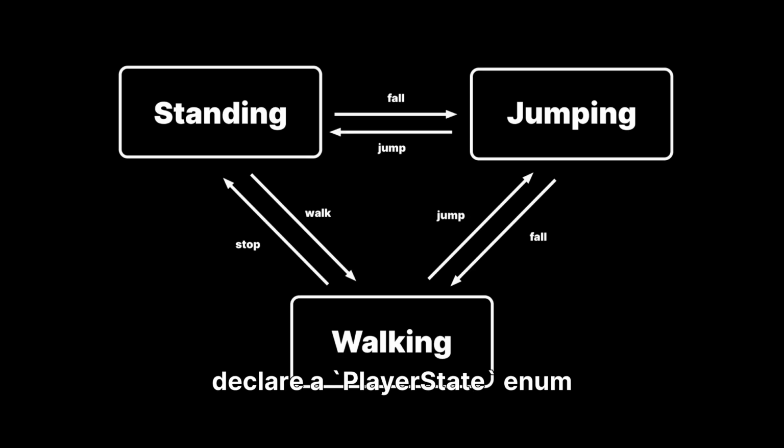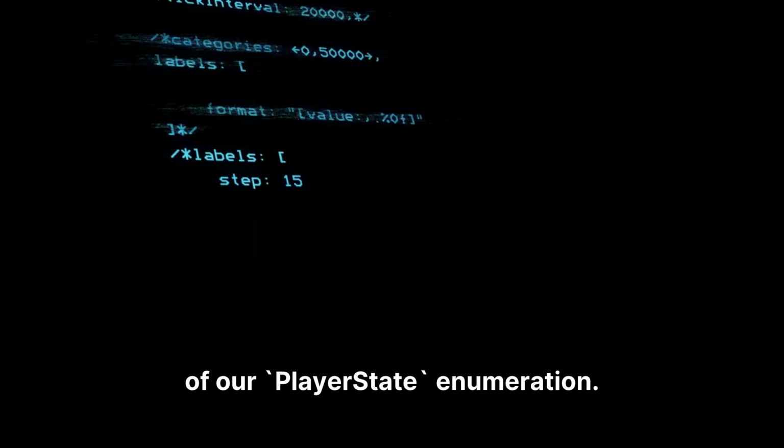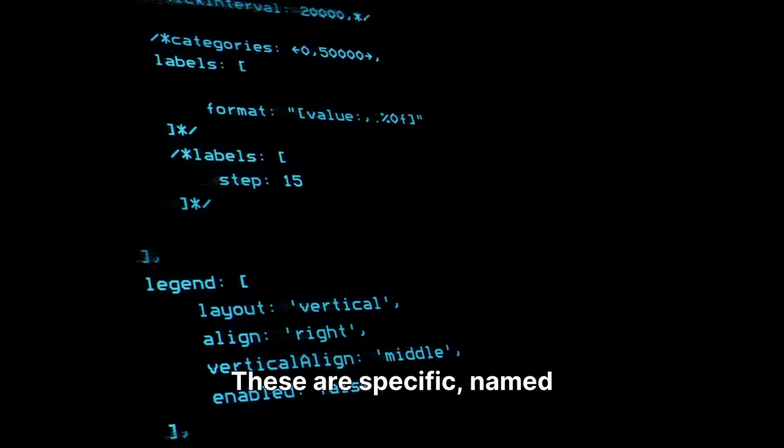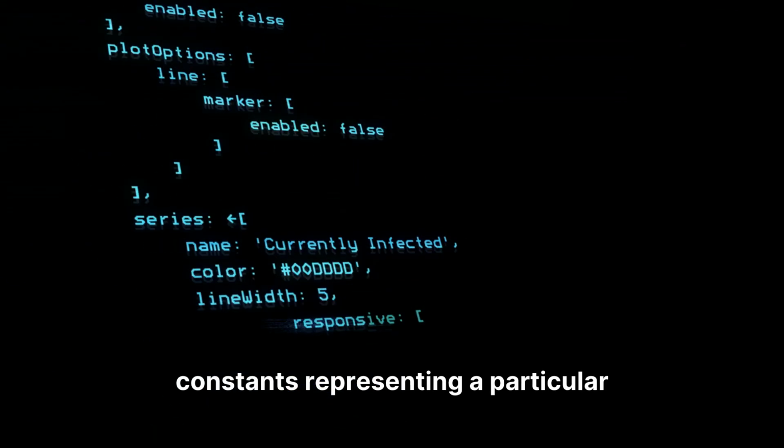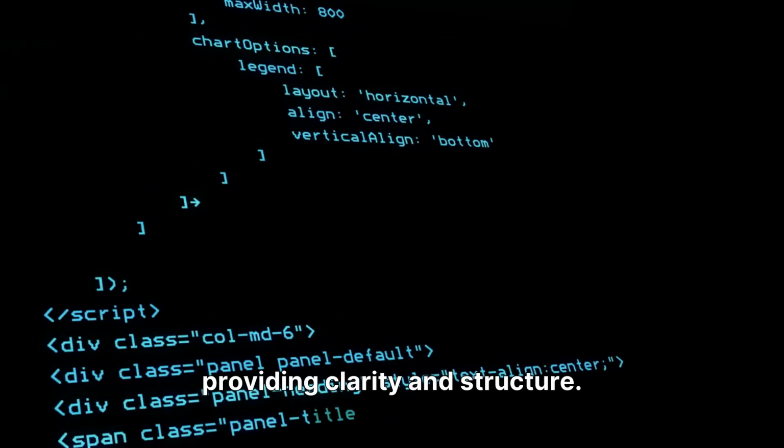Here's how you might declare a player state enum in many programming languages. You define the enum keyword, its name, PlayerState, and then explicitly list each possible state like idle, walking, running, and jumping within its scope. Each of these states, like idle or jumping, is a distinct member of our PlayerState enumeration. These are specific, named constants representing a particular condition or action the player can be in, providing clarity and structure.